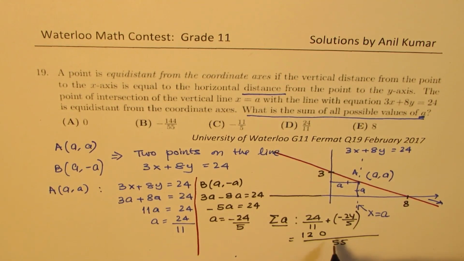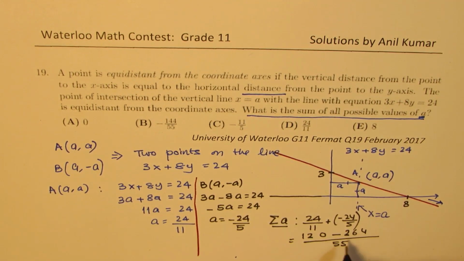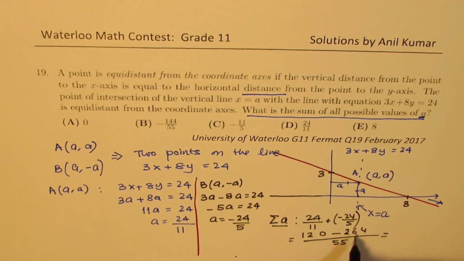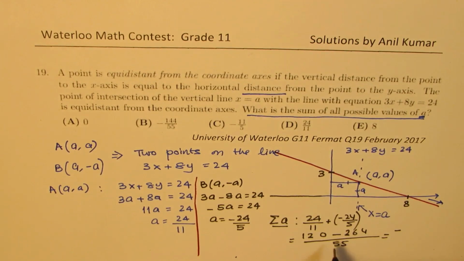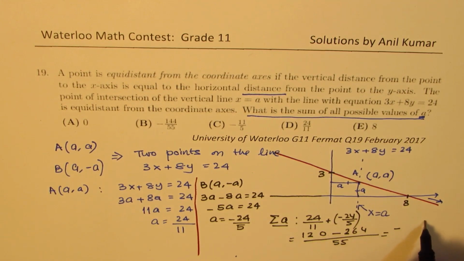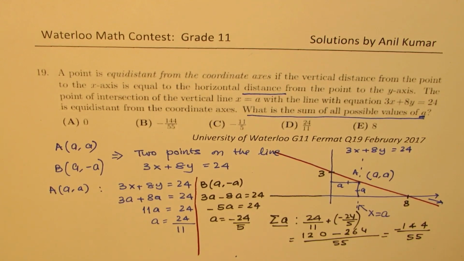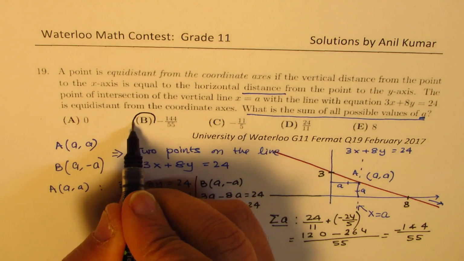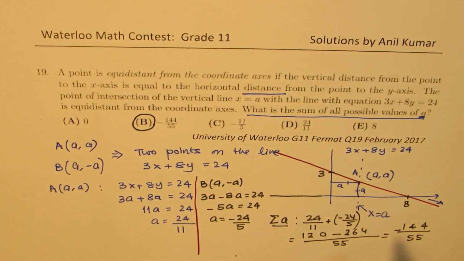So minus 11 times 24 is 264, right? So 24, 24. So 4, 6, and 2. So that is what you get, correct? So when you add them up, 264 is the positive value, which is higher, right? And 264 minus 120 is 144. And that is 55. Correct. And that is our option B. So that becomes the correct answer for us.